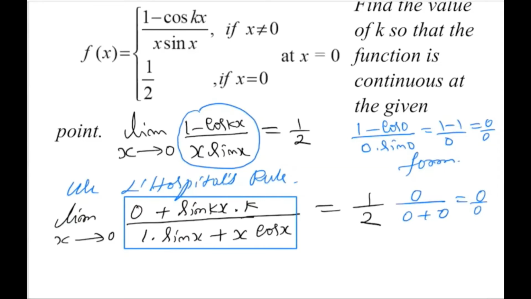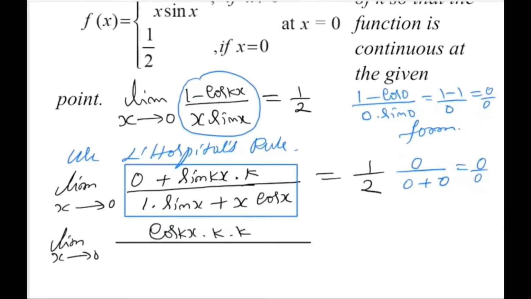So again, apply the same rule. Limit x tends to 0. Differentiate the numerator: cos of kx into k, and you already have one k. Now denominator, derivative of sin x is cos x, plus product rule. Differentiate the first, keep the second as it is, plus first one as it is, differentiate the second, equal to 1 by 2.